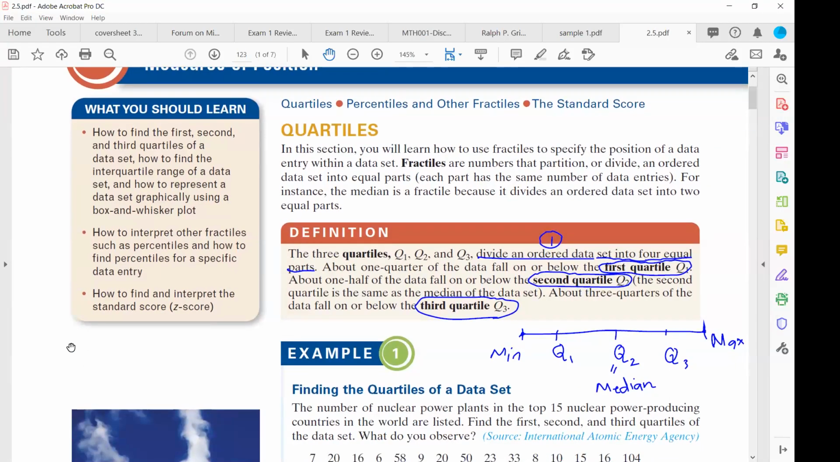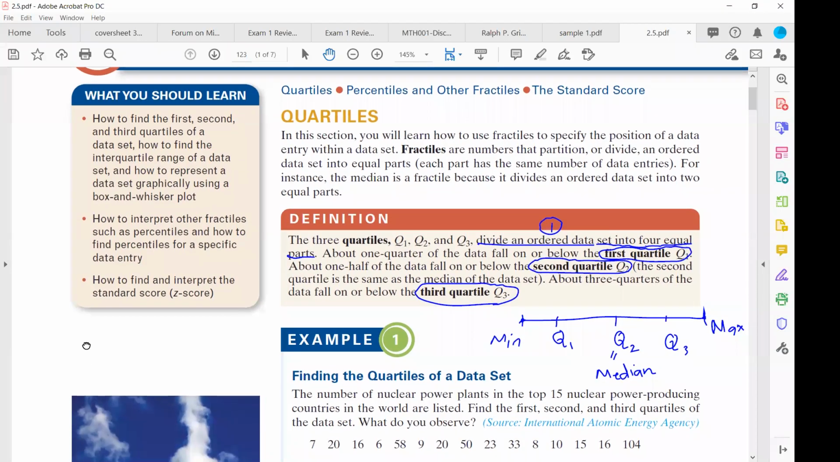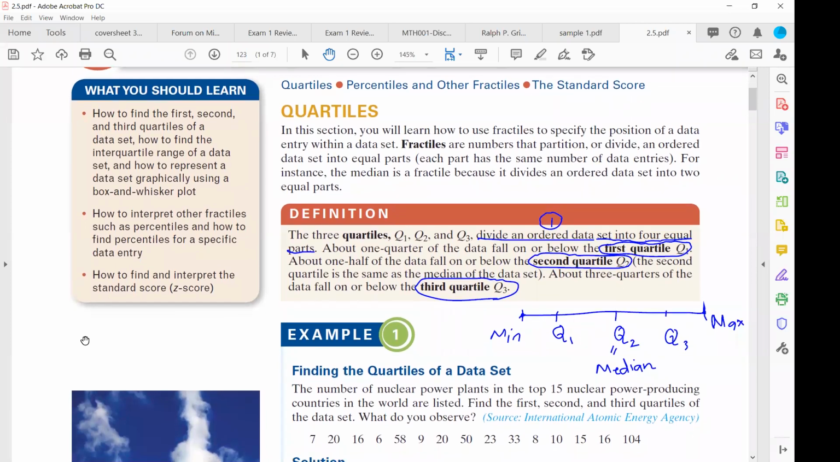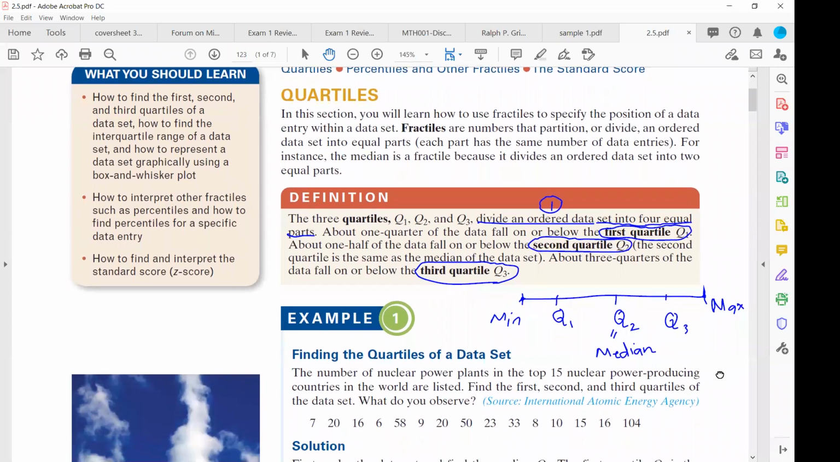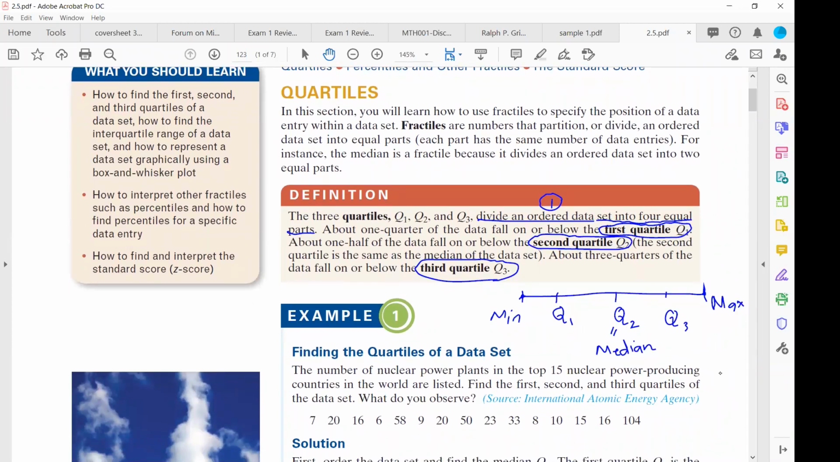Example, suppose you have a collection of data and you're interested in finding the quartiles of your data. Okay, perfect. Here we have the number of nuclear power plants in the top 15 nuclear power producing countries in the world, which are listed here. So you have 15 numbers in your collection. As you can see, they are not in order. So you have 7, you have 20, you have 16, you have 6, 58, 9. Okay, so they are not in order.